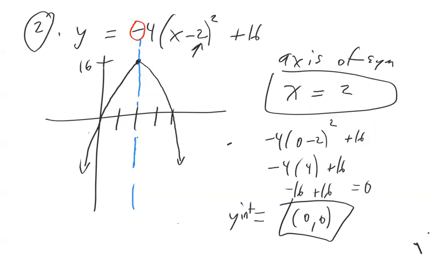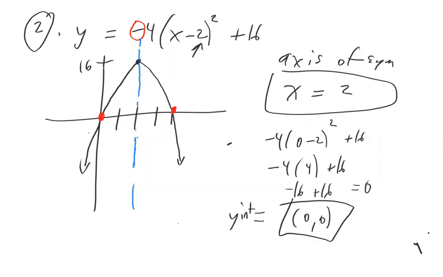Now, notice that a parabola is always symmetric. So this side right here is 2 units to the left of the axis. This one is 2 units to the right of it.